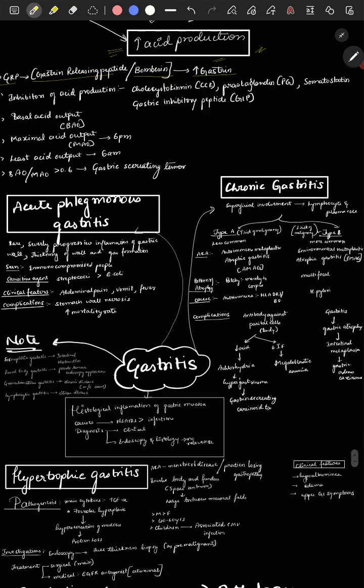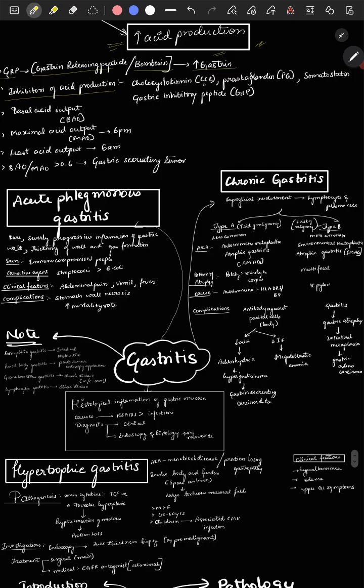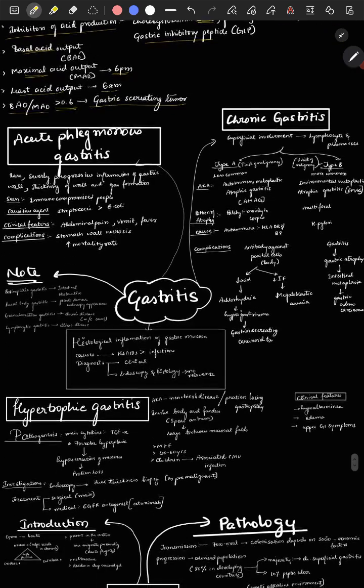Inhibition of the acid production. Inhibitors of the acid production are CCK cholecystokinin, prostaglandins, somatostatin, gastric inhibitory peptide. Basal acid output: maximal acid output is during 6 pm. Least acid output is during 6 am. So the ratio between BAO and MAO should be less than 0.6. If it is more than 0.6, then you have a gastrin secreting tumor.